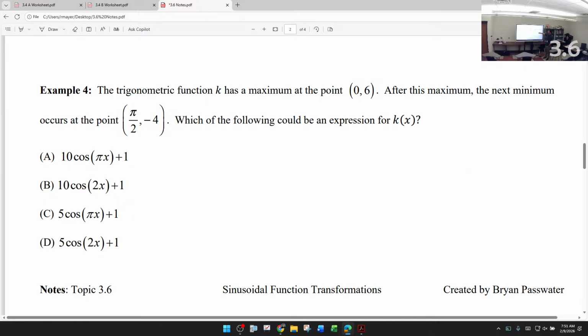Ooh, yucky. Now I got cosine. The trigonometric function has a maximum at (0, 6). Well, that's nice. I'm going to draw it. I think it will help you to draw that. (0, 6). After this maximum, the next minimum occurs at (pi over 2, negative 4).